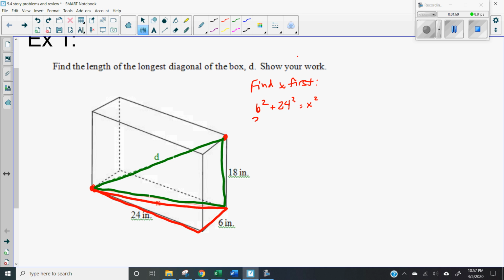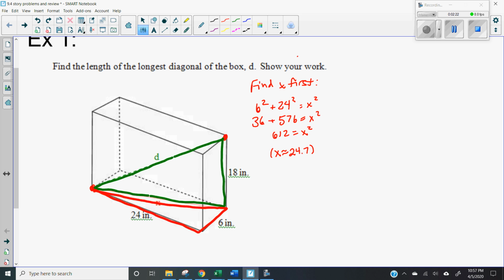We're going to square both of these numbers. That's 36 plus 576, or 612, is equal to X squared. Now I'm going to put a little note here in parentheses. That's about 24.7. I don't actually care about that length, and I'm actually not going to even use that number. I'll show you why in the second step.